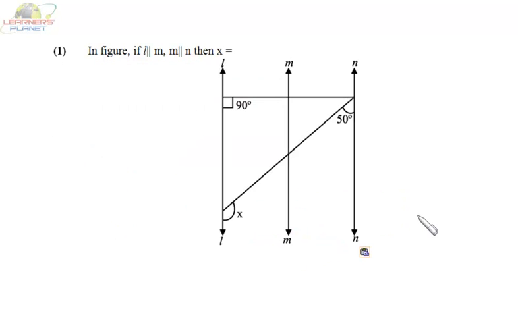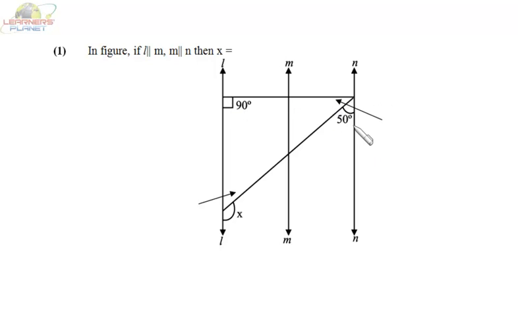Now in this question, we are given three parallel lines, that is L, M and N. L is parallel to M and M is parallel to N. That means all the three lines are parallel to each other. Now we have to calculate the value of X over here. Now friends, this line is parallel to this line, and this line is a transversal.